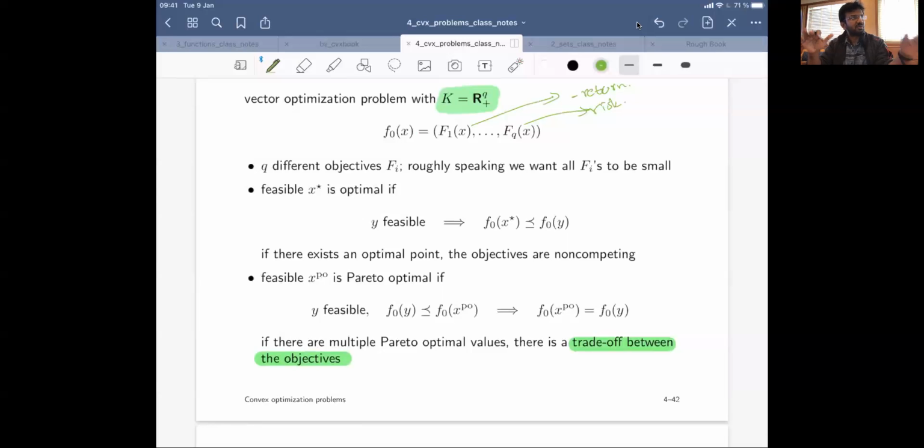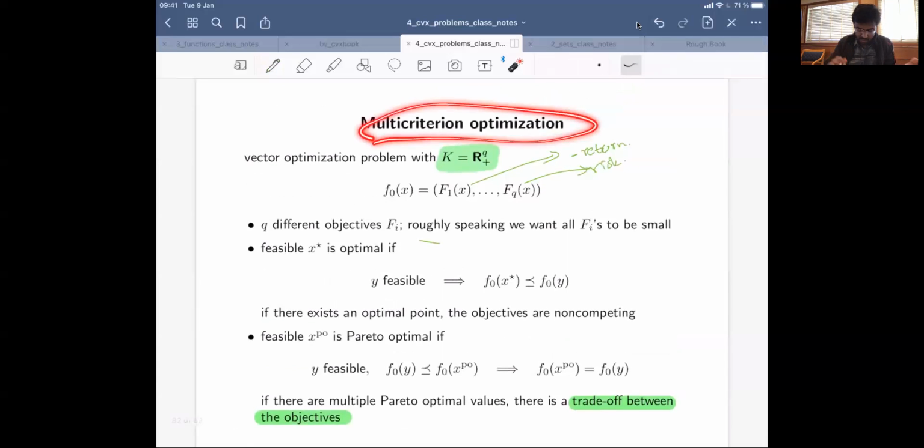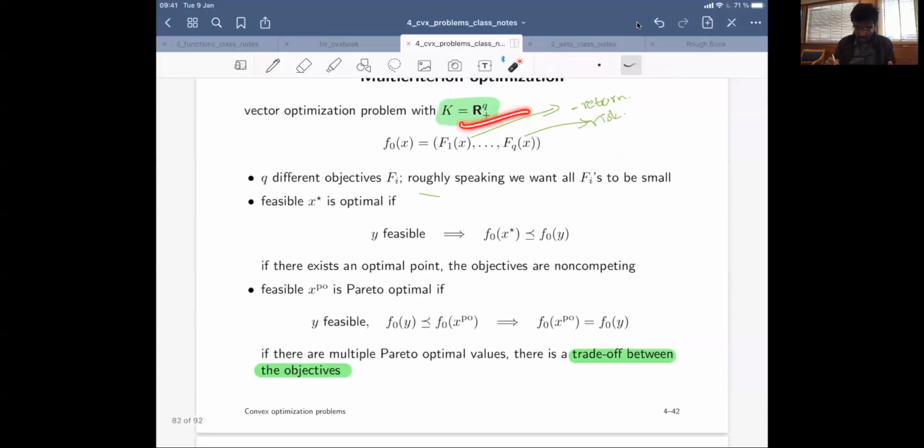So in this case, you want to find some stock which is minimum in both of these, but it may not be true in practice. One which is expected to give maximum return can have more risk, right? That's why we are saying roughly speaking. So there is nothing new in multi-criterion optimization. It's the same problem with R^q plus as the cone. So the same discussions apply here. X star is optimal when, for all feasible y's, this holds. Okay, means this is the minimum.